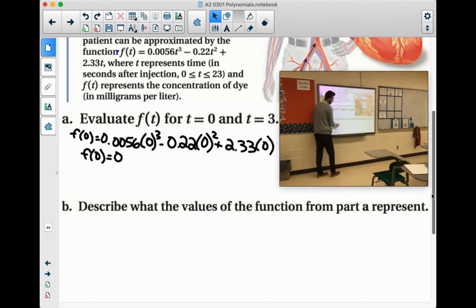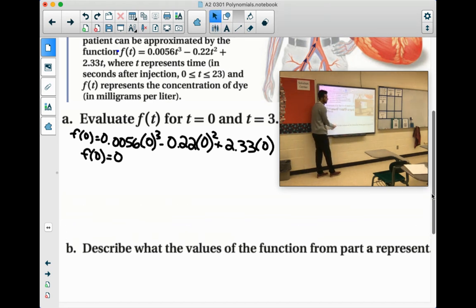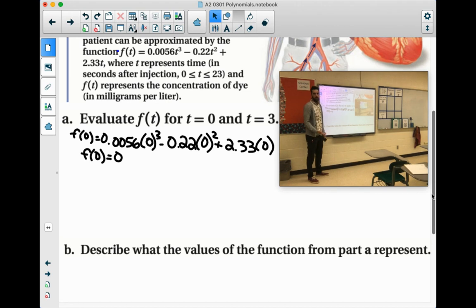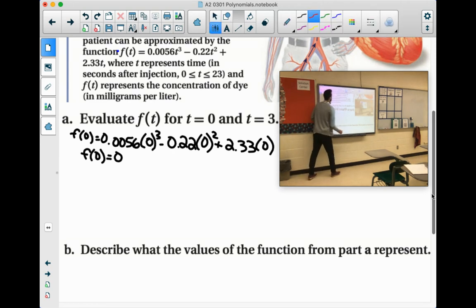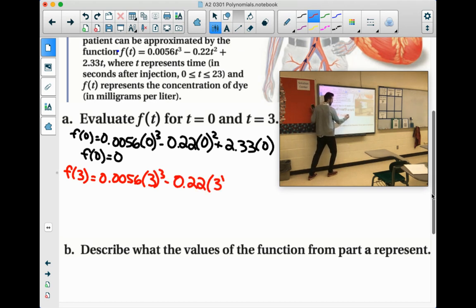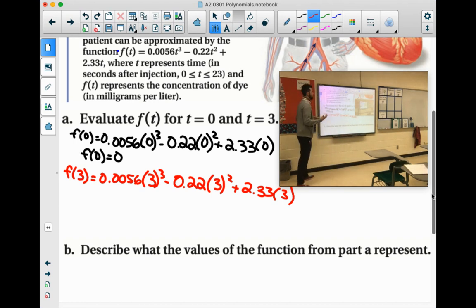And that should make sense because remember 0 is 0 seconds, right? So they haven't even shot in the dye yet. So at 0 seconds, there shouldn't be any dye in there, right? So let's try it for, what was the other one? 3. F of 3 equals 0.0056 times 3 to the third minus 0.22 times 3 to the second plus 2.33 times 3. So this will represent 3 seconds.